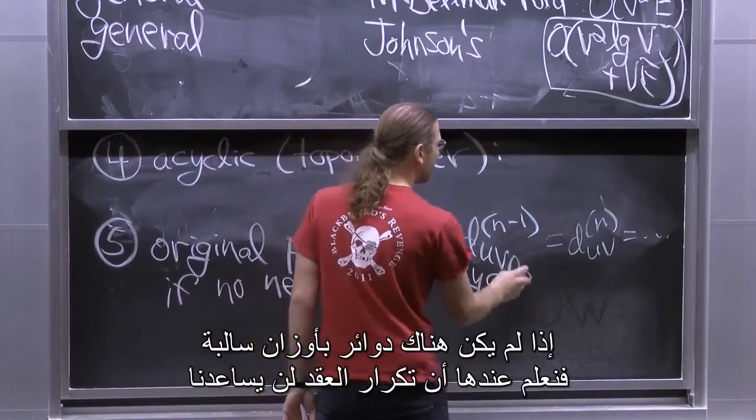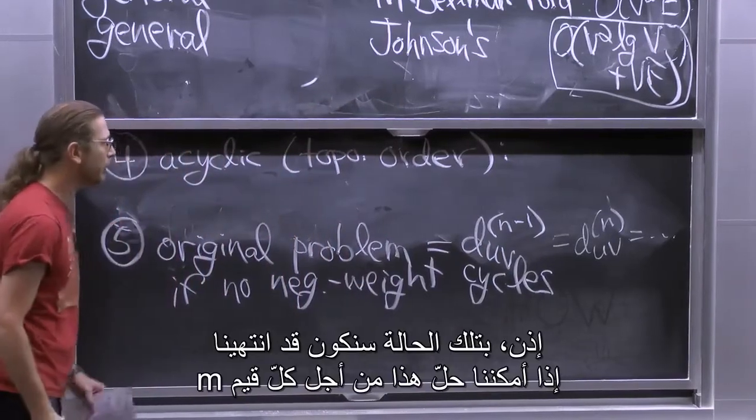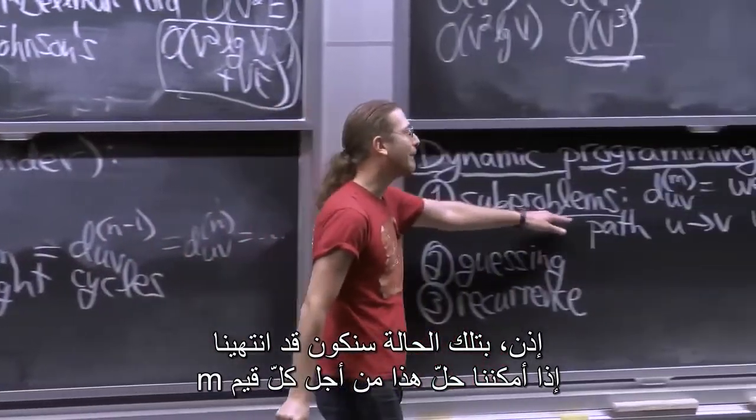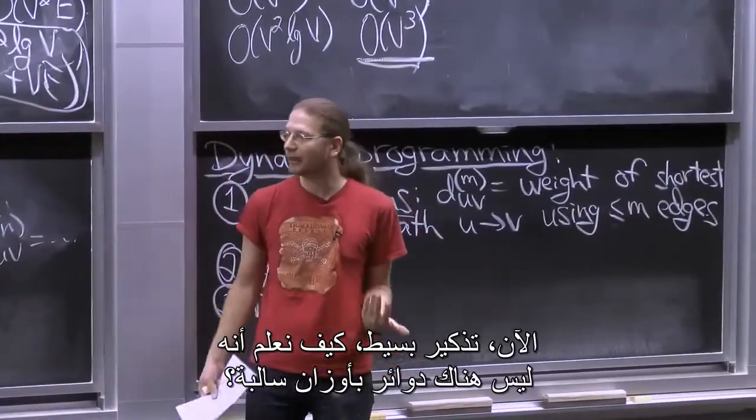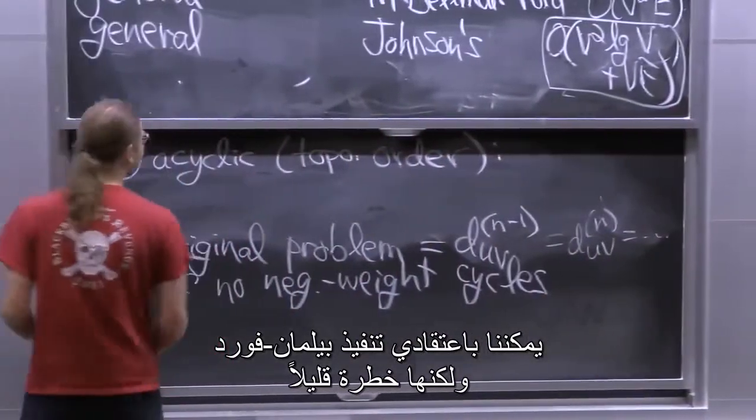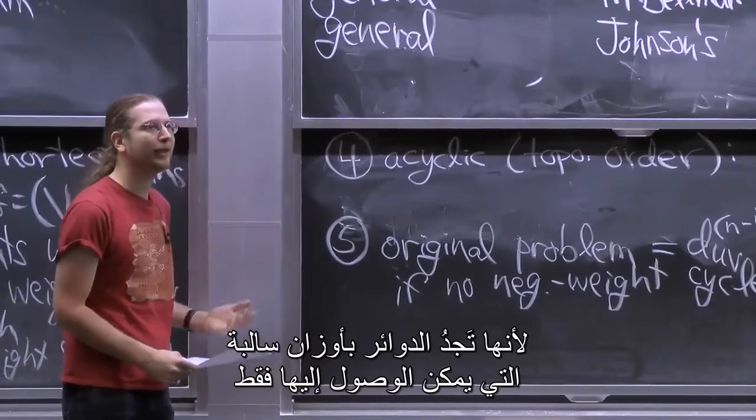If there are no negative weight cycles, then we know it never helps to repeat vertices. So in that situation, we would be done if we can solve this for all m. Now, slight catch: how do we know there's no negative weight cycles? We could run Bellman-Ford, I guess. That's a little tricky, because that only finds reachable negative weight cycles.